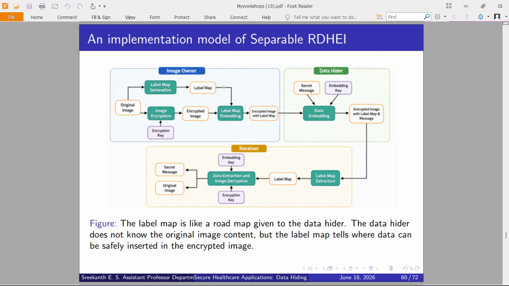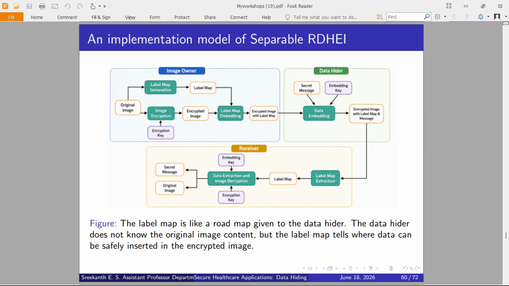So the label map is like a road map given to the data hider. Using this, he is identifying where the data can be hidden. The data hider is identifying where it is possible to hide the data, right?